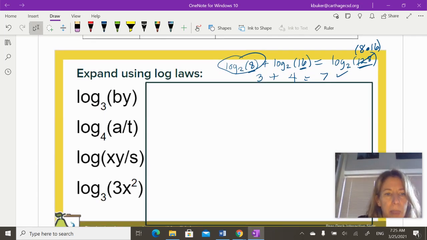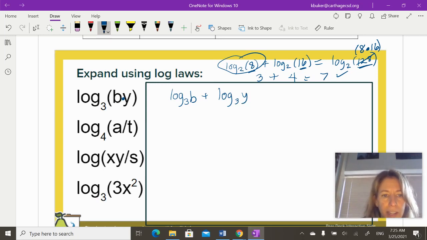We're expanding here. So log base 3 of by. Now by is really b times y. So the log law says I could separate these, and I can write this as log base 3 of b plus log base 3 of y.